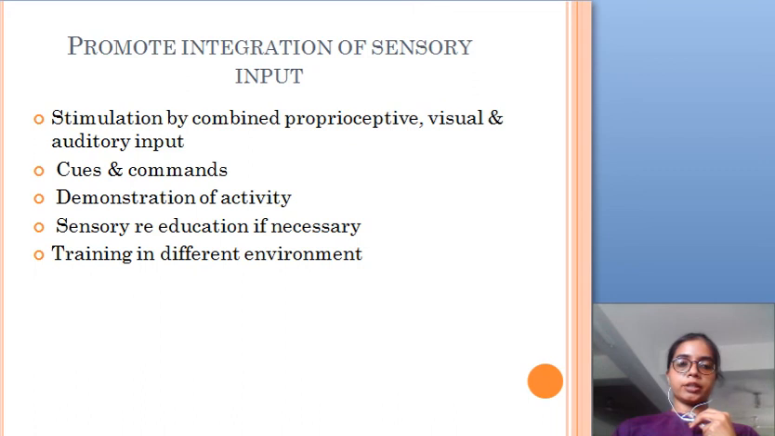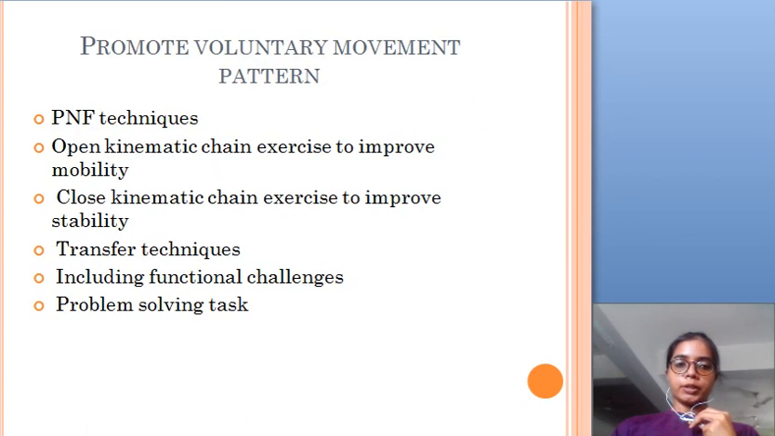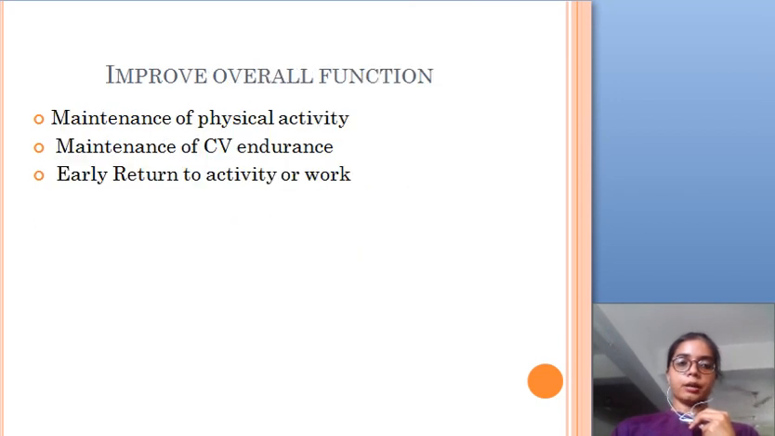Promotion of sensory integration: stimulation by a combination of proprioceptive, visual, and auditory cues and commands, demonstration of activity, sensory re-education if necessary, and training in a variety of environments. Voluntary movement is managed by providing PNF techniques, open kinematic chain exercises to improve mobility, closed kinematic chain exercises to improve stability, transfer techniques including functional challenges and a problem solving task. To improve overall function: maintenance of physical activity, maintenance of cardiovascular endurance, and early return to activity or work.